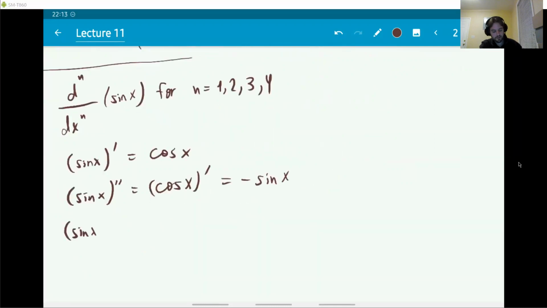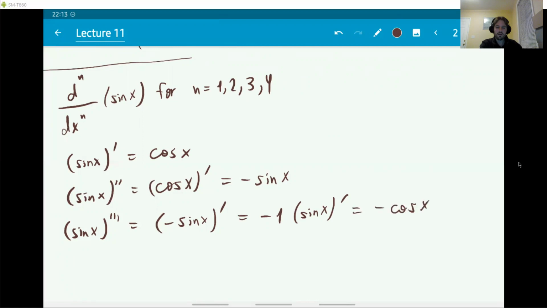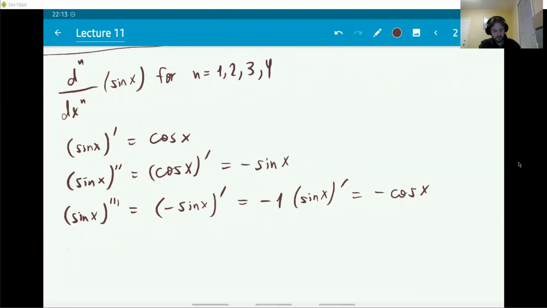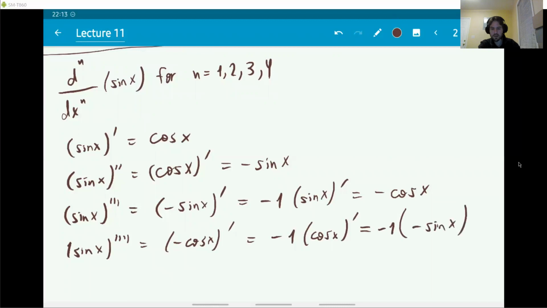Three derivatives. I'm going to take this second derivative, which is minus sine, and we need one more. What happens here? The minus 1 can come outside of the derivative, and then the derivative of sine is cosine. So the result here is minus cosine. Four derivatives. We're going to take this minus cosine and differentiate that. What do we get? If you bring the minus 1 outside and then differentiate cosine to get minus sine, you have two minuses making a plus, sine x.